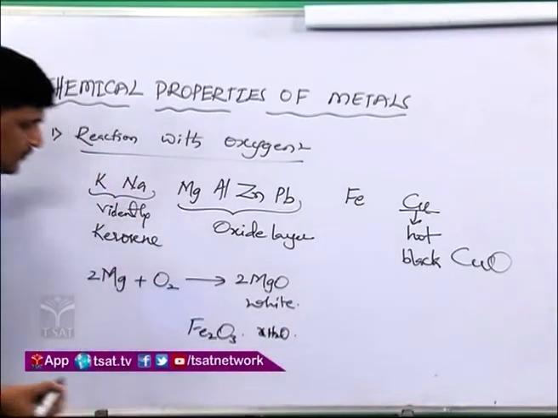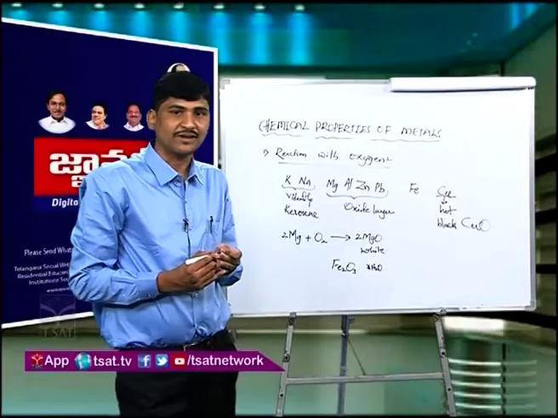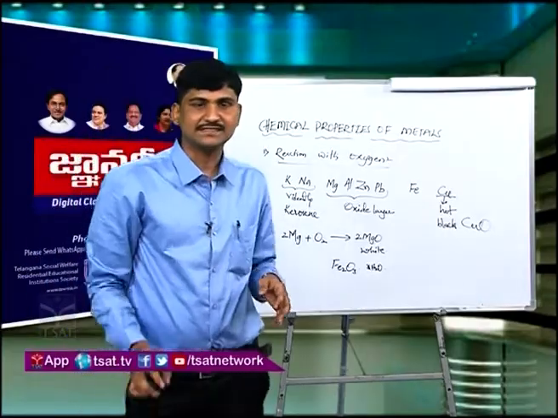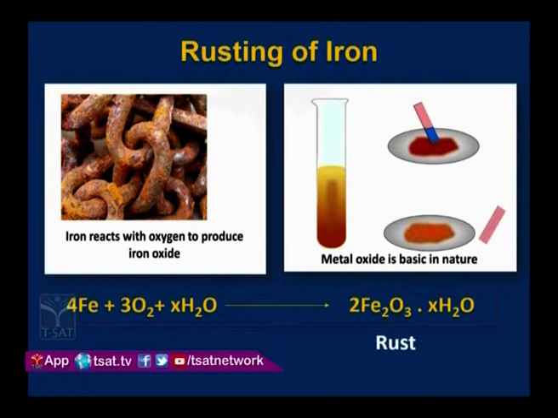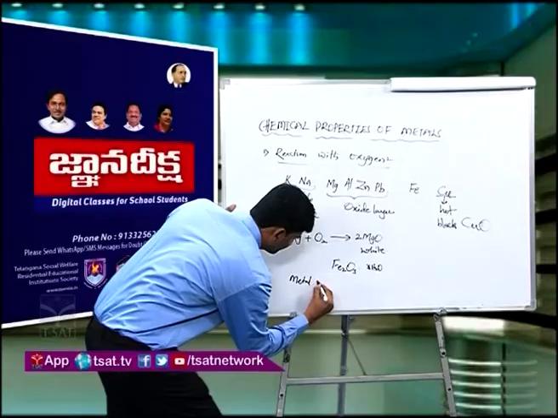Fe2O3·xH2O, right, children? So this is the formula of rust. Whenever this rust is collected and mixed in water, we prepare a solution. We test this solution with the red litmus paper. Again it turns blue. Simply you can say that metal oxides are basic in nature. So what we are going to conclude, children, is that metal oxides are basic in nature.